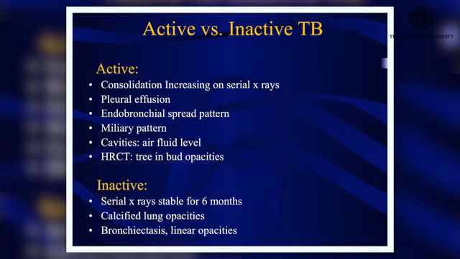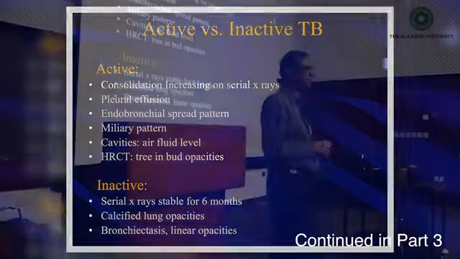Calcification is a sign of healing. So anything that gets calcified is healed. Bronchiectasis and linear opacities may be seen. So I'll show you an example of bronchiectasis.